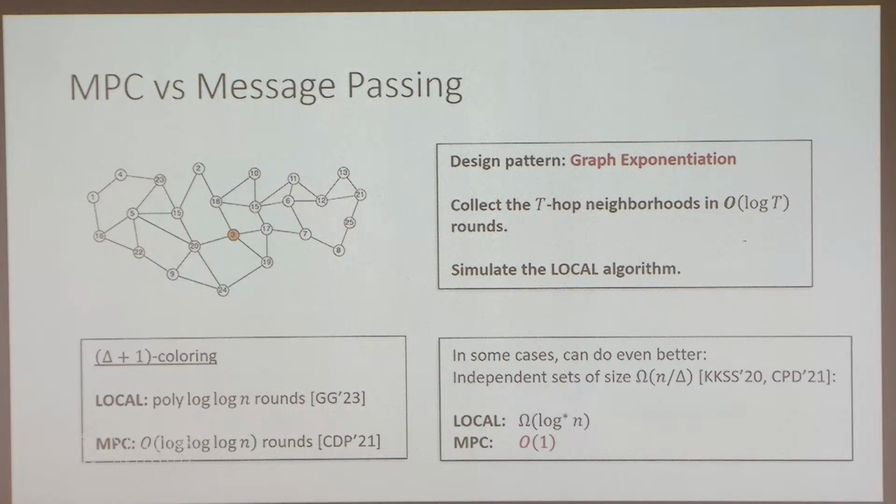And I also want to mention that you can sometimes do even better. We thought for some time that maybe all these local problems eventually get stuck at this exponential increase, but that's not true. If you want to approximate independent set sizes, even pretty badly, in local you need log star n rounds, and in MPC you can do it in constant rounds. And clearly, here's a better improvement than exponential.